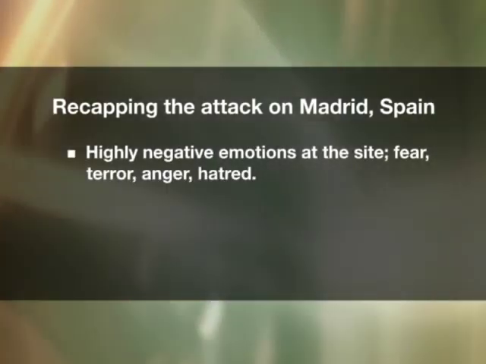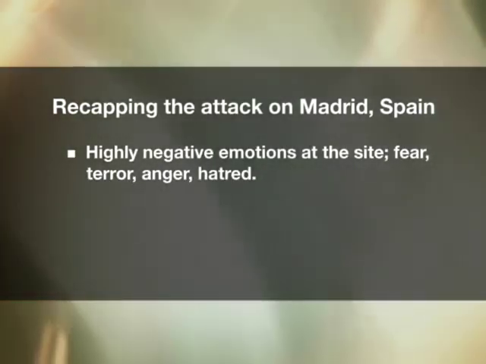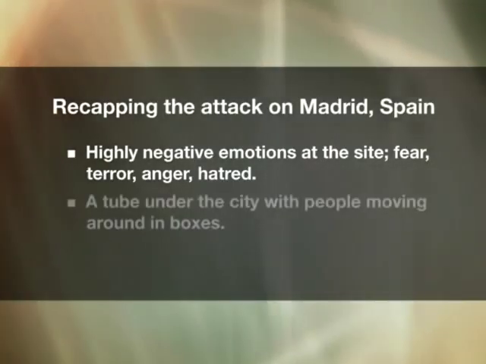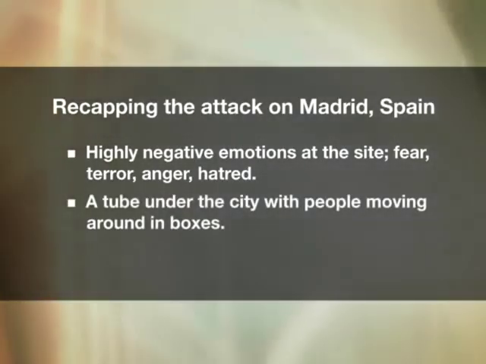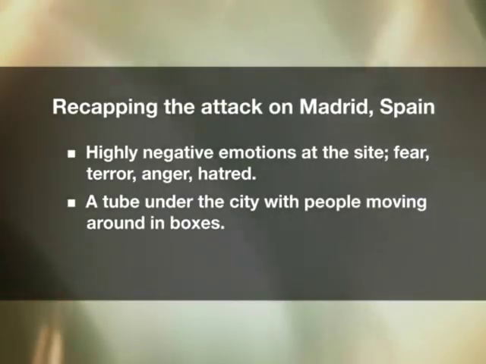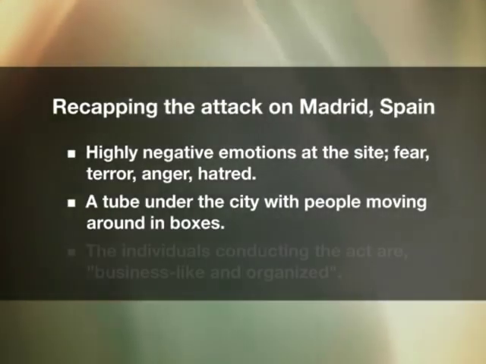Let's take a look at the data provided by the RV class. Most students received the following data in their sessions, and have agreed that this data accurately portrays what was then the upcoming event. Highly negative emotions at the site: fear, terror, anger, hatred. A student indicates that he sketched a tube under the city with people moving in boxes inside it, which appears to be a subway or rail system.